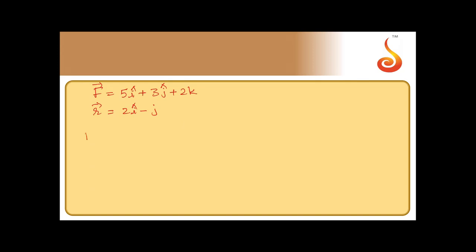So work done should be the dot product of force and displacement. Now find the dot product. Dot product means just multiply the corresponding coefficients of i, j, k and add. 5 into 2 is 10 minus 3 into 1 is 3. Anyways, there is no k component here, that is z component, so it will be 0. So 10 minus 3, that will give you 7. So that is plus 7. That should be option B. So it is 7 joules.